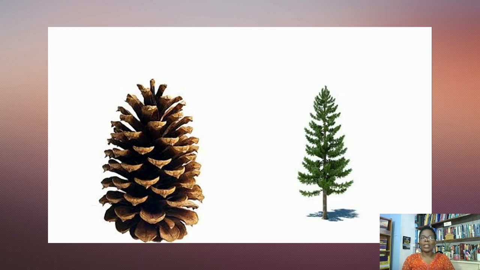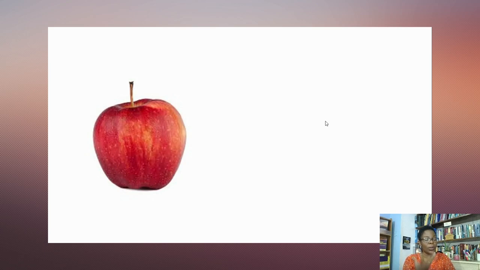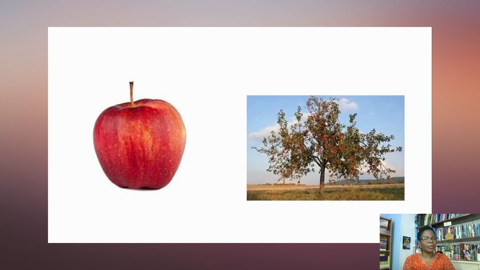So pine, what is a pine? This is a pine. The next word is apple. Let's see what an apple looks like. That's an apple. Or if you're a Jamaican, you know our apple, right? And that's an apple tree. Now the word we're working with is pineapple. Pineapple. So, is the pineapple that we know a pine? Clearly not, based on what we've seen. Is it an apple? Clearly not.